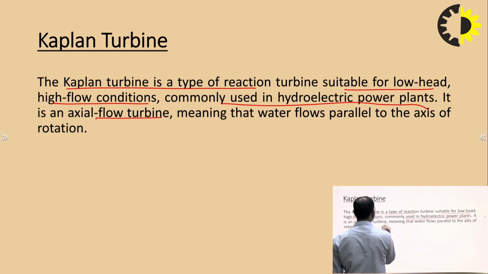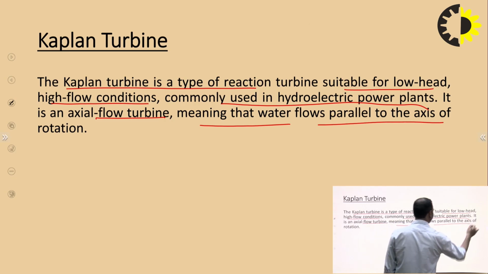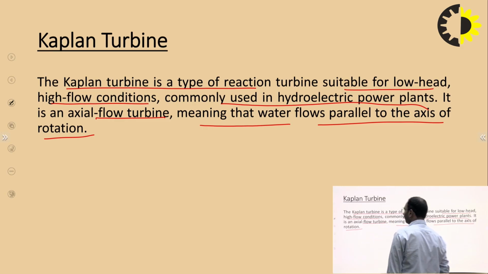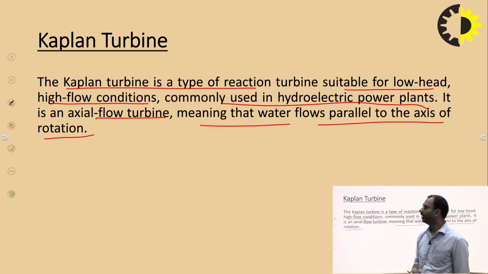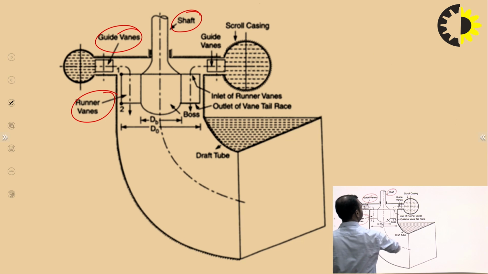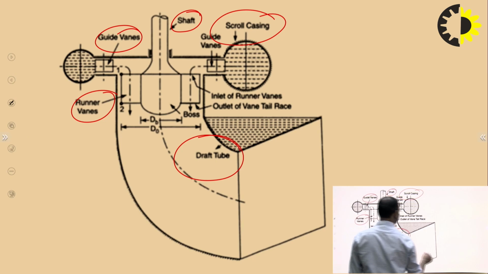It is an axial flow turbine, meaning that water flows parallel to the axis of rotation. So Kaplan turbine is also one example of reaction turbine. This is the schematic representation of Kaplan turbine. Its components are shaft, guide vanes, runner vanes, scroll casing, draft tube, and here tail race.